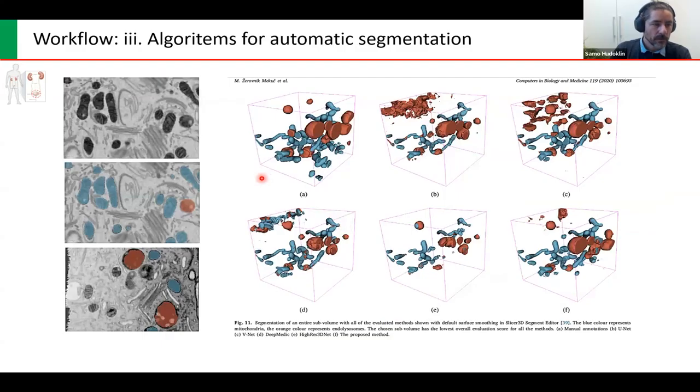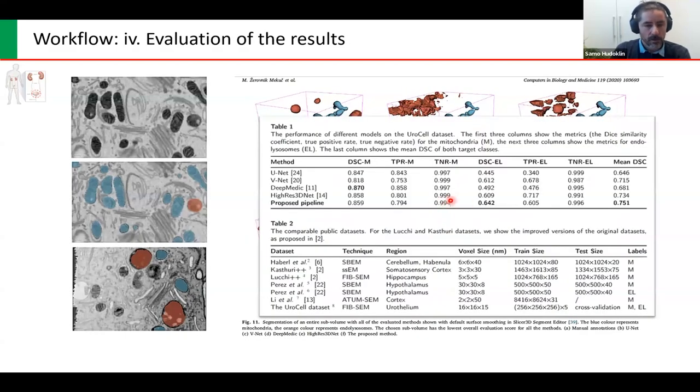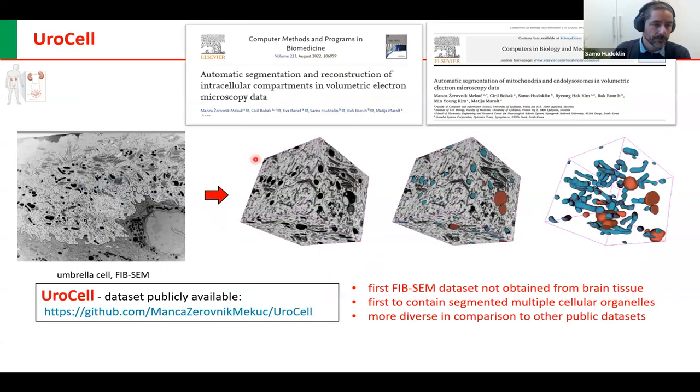Then there were proposed some pipelines to do the segmentation. And when we compared our algorithms with common algorithms that were on the market at that time, we saw that our algorithms were quite successful. And so we published all this in several papers.